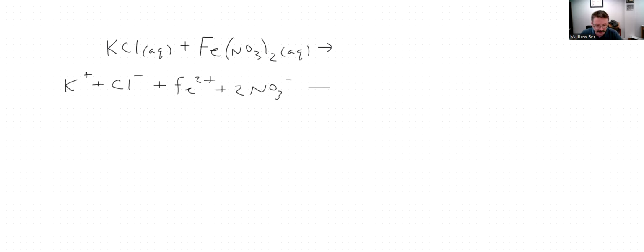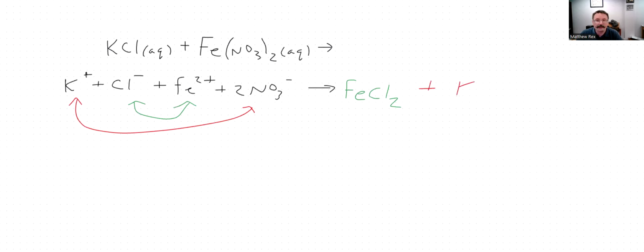To see whether or not we're going to get a reaction and a precipitate, I have to mix the positive part of one of these with the negative part of the other. So we're going to mix the potassium and the nitrate, and then do the same with the other one: mix the iron with the chloride. If I do that, I'm going to get iron chloride, FeCl2, and potassium nitrate. But if I look at both of these in my solubility table, I'm going to find each one of these is aqueous.